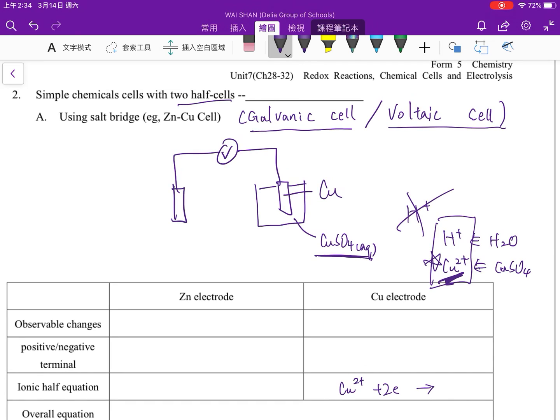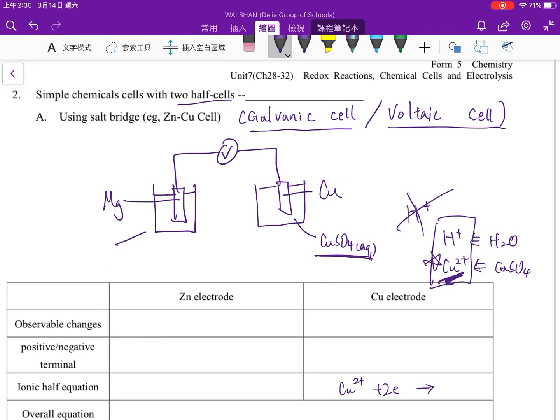For the other half cell, magnesium, this time can we use copper 2 sulfate solution? The answer is no. Why? A reactive metal in contact with ions of a less reactive metal, then a displacement reaction will take place. Then the magnesium will also dissolve very quickly. So this time we cannot use the same electrolyte.